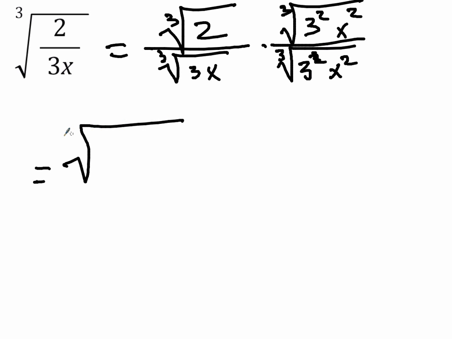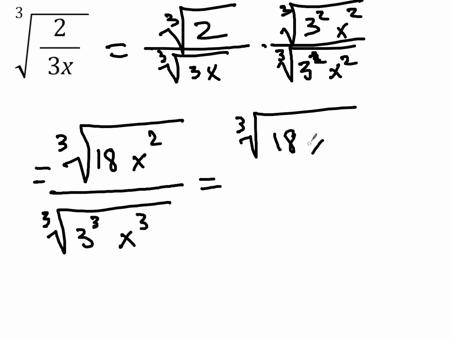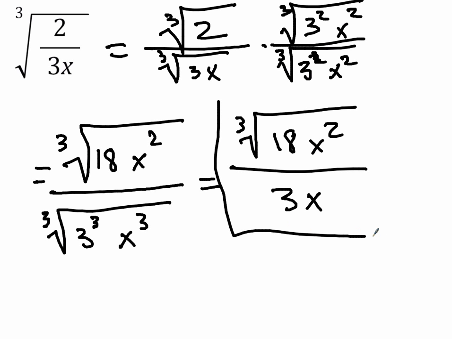So multiplying across on the top, I get 3 squared is 9, and 9 times 2 is 18, 18x squared. And then on the bottom, I get the cube root of 3 times 3 squared, which is the same thing as 3 cubed, and x times x squared is the same thing as x cubed. So now you can see that the bottom is going to simplify. The top will stay the same, and the bottom simplifies to 3x. And now we have a rational number on the denominator.